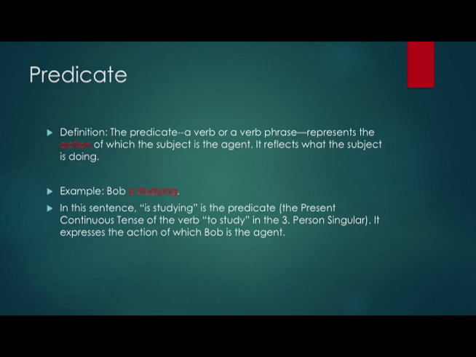Again, it represents what the subject is doing. So whatever the action is in a sentence, the verb, the predicate, has to express that. So in this example, Bob is studying. So is studying in the sentence is the predicate. It's the present continuous tense of the verb to study. We're going to talk about conjugations and infinitives in the third person singular. So third person singular is he, she, or it. And again, it expresses the action of which Bob here is the agent.